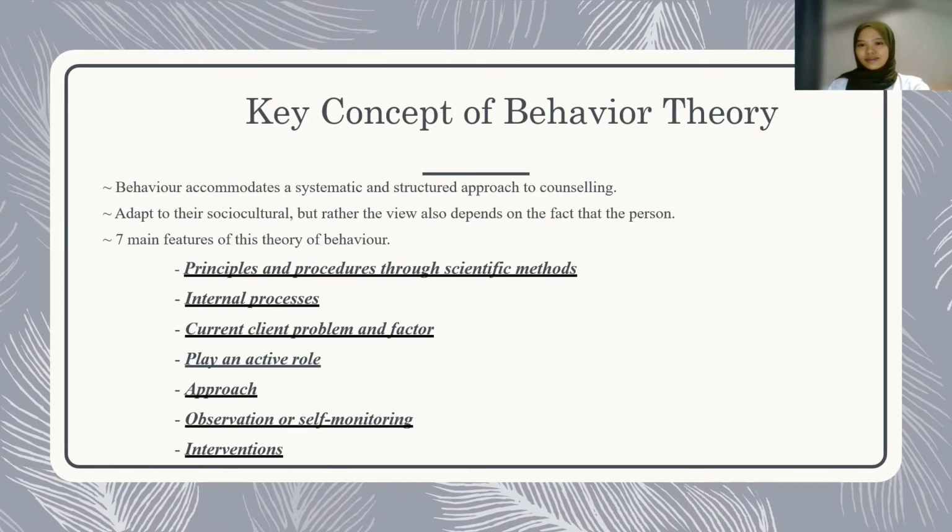Key concept of behavior theory. From the perspective of human, the key concept of behavior theory is a mandate of a systematic and structured approach to counseling. This view does not rely on a deterministic assumption that human beings are only a product of adaptation to their social culture, but rather the view also holds that a person is a producer as well as a product of the environment. The current trend for this behavior is to explain procedures that give control to the client.